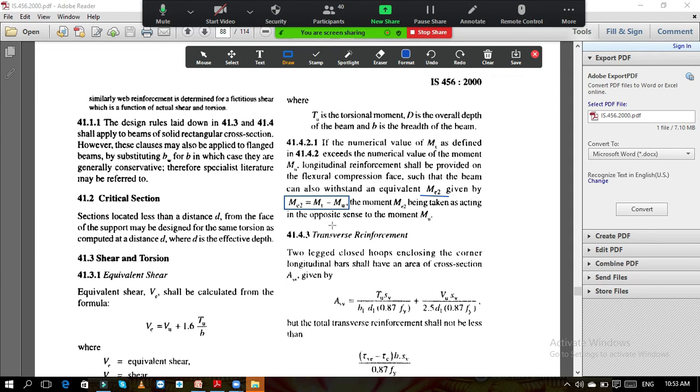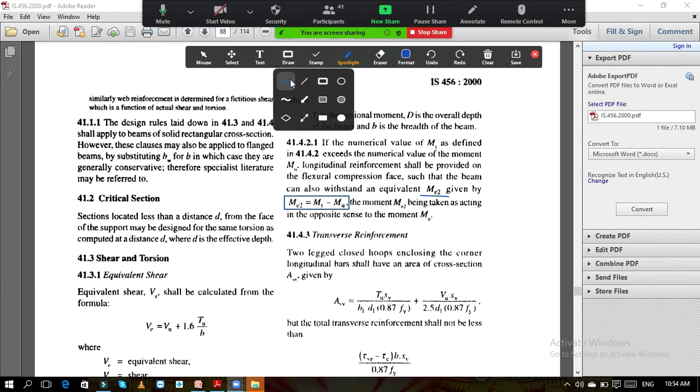Here they have mentioned that it is in the opposite sense of the Mu. In the bottom line they have explained that this Mu2 is taken acting in the opposite sense to the moment Mu. Mu moment we always take as a sagging moment, so this is in the opposite sense, meaning it is a hogging moment. That is why we provide steel at top. Whatever steel we get from Mu2 should be provided at top. Here also they have given flexural compression phase.